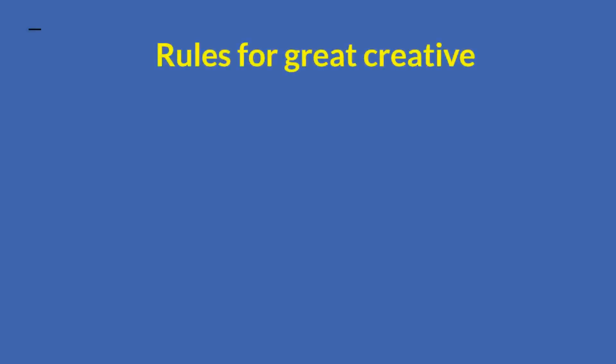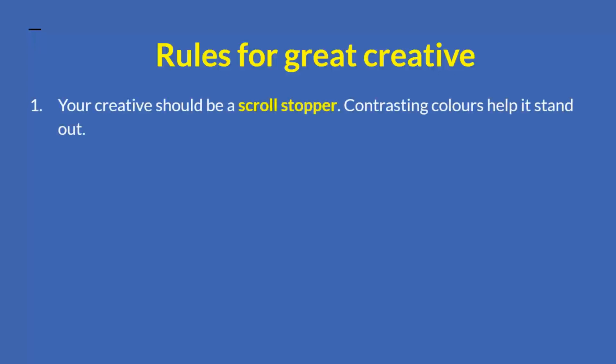So what are the rules for great creative? The first one is that your creative should be a scroll stopper. Now, what do I mean by a scroll stopper? A lot of people, when they're browsing social media, they're going at it at full speed, right? Your creative should be such that it automatically stops this person who's going through their feed and makes them, for those 2 seconds, just break from that monotony of the actions and consider you. If they can do that, first 5 seconds, you won.